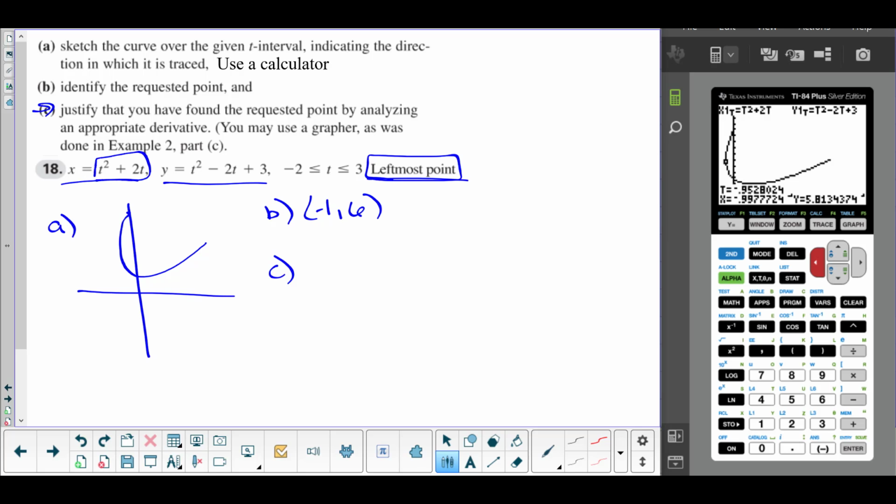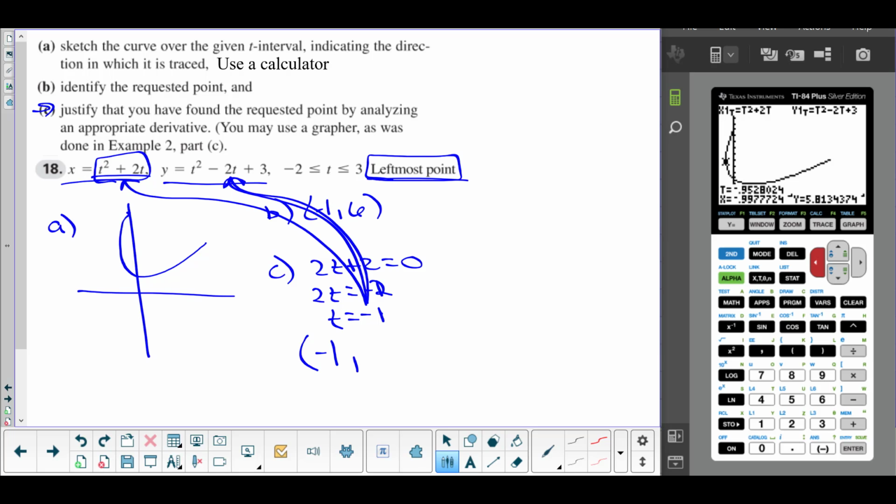So let's take the derivative of x: 2t plus 2, and we're going to set that equal to 0. So 2t equals negative 2. Negative 2 divided by 2 is negative 1. So t is negative 1. To find the point, we plug negative 1 in for the t's in x, and then in for the t's in y. So when we plug negative 1 into x, we get 1 minus 2, negative 1. Plugging negative 1 into y, negative 1 squared is 1, plus 2, plus 3, and we have 6. So there's negative 1 comma 6.